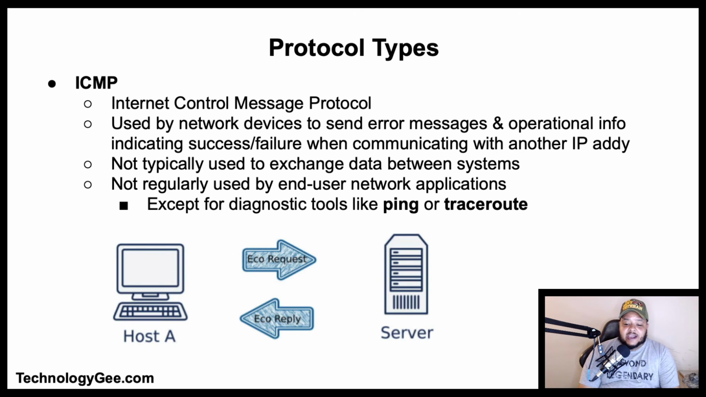So for example, an error is indicated when a requested service is not available or that a host or router could not be reached. ICMP differs from transport protocols such as TCP and UDP in that it is not typically used to exchange data between systems, nor is it regularly employed by end-user network applications, with the exception of some diagnostic tools like ping and traceroute.